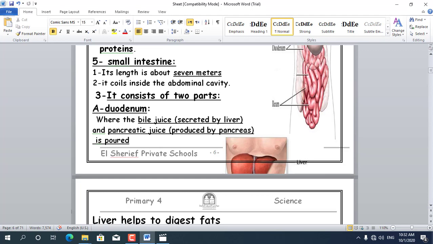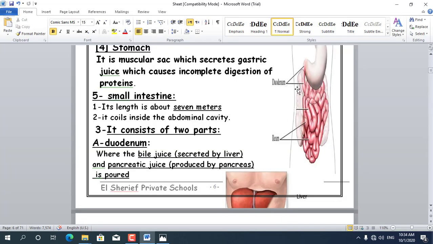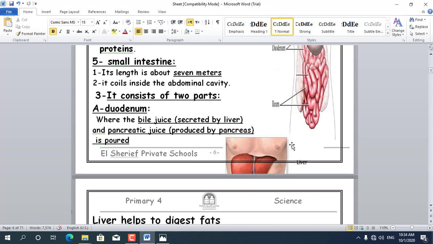يبقى number 1 the first part is duodenum. Number 2 the second part is ileum. ده شكل small intestine. شفتوا عاملة إزاي؟ لونج إزاي؟ عشان كده coils inside the abdominal cavity. وده شكل الديودينم وده شكل الاليوم. يبقى هنا الديودينم وهنا الاليوم. يبقى يجيلي question complete ويقول لي small intestine consists of two parts. يبقى number 1 duodenum, number 2 ileum.